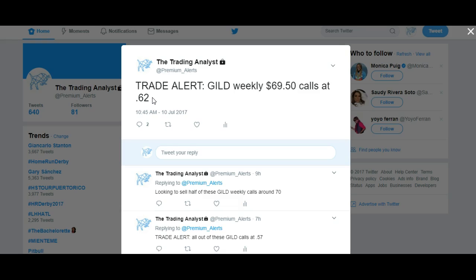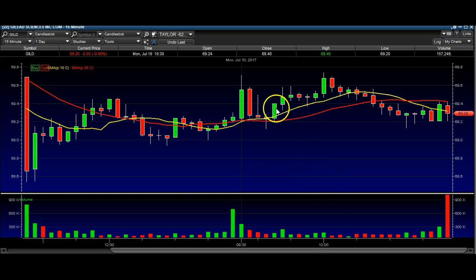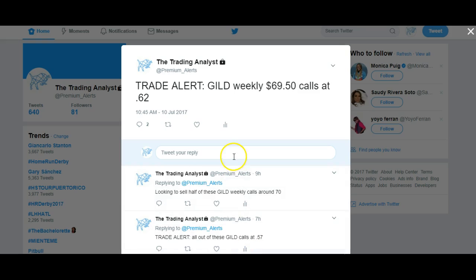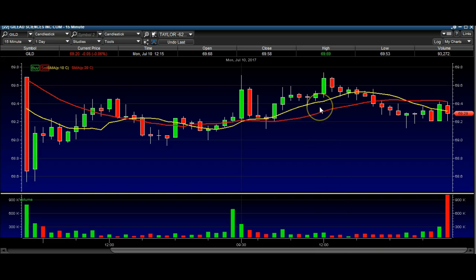For all of our members who are not in front of the computer screen all day long, which is totally understandable, most people aren't, you get that alert via text message in real time. We alerted those at 62 cents, and our first target was about $70. We were going to sell half at $70, and you can see I said that here: looking to sell half of these weekly calls around $70 on GILD. The rest we just let ride until the trend breaks.